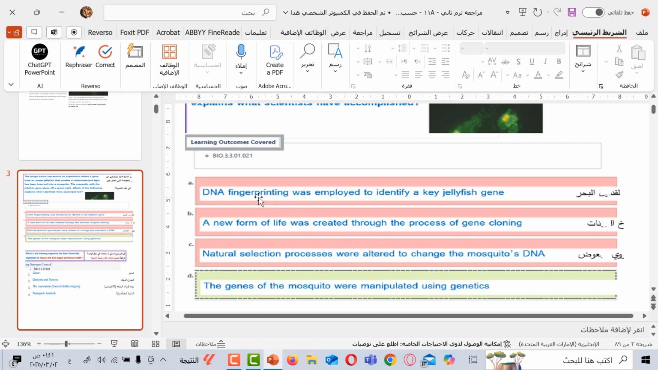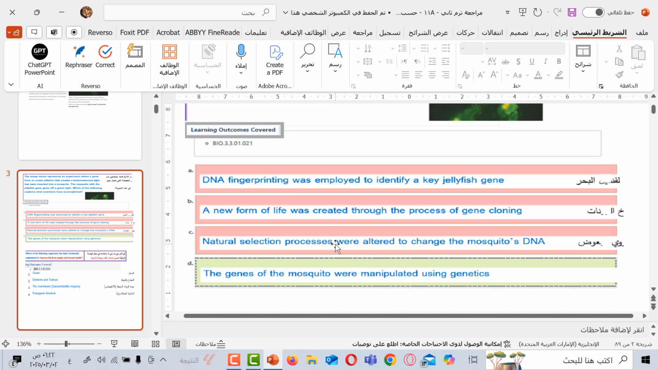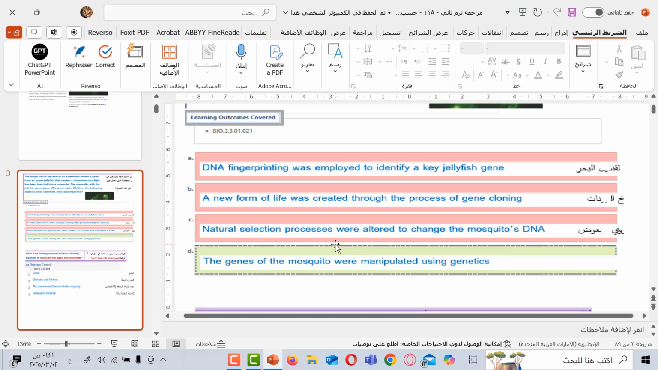Let us see why the other answers are not. DNA fingerprints: it's not about fingerprints. A new form of life was created: it's not about cloning, a new life created. Natural selection: it's not connected with this. After that, we're going to the next question.